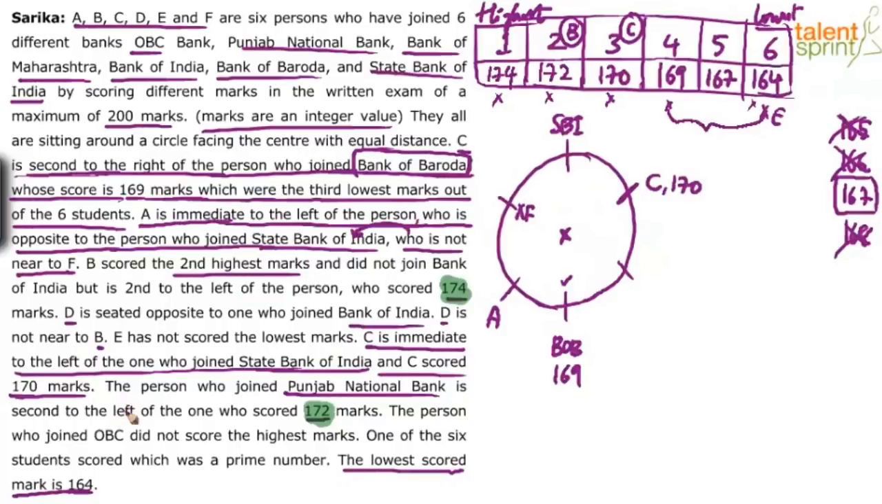Immediately. Person who joined PNB is second to the left of the one who scored 172. PNB is second to the left of 172. Multiple possibilities again if you want to try that. The person who joined OBC did not score the highest marks. And this point we have already used. Let me underline this also. One of the 6 students scored a prime number. So anything that has been underlined indicates it has been used, right?